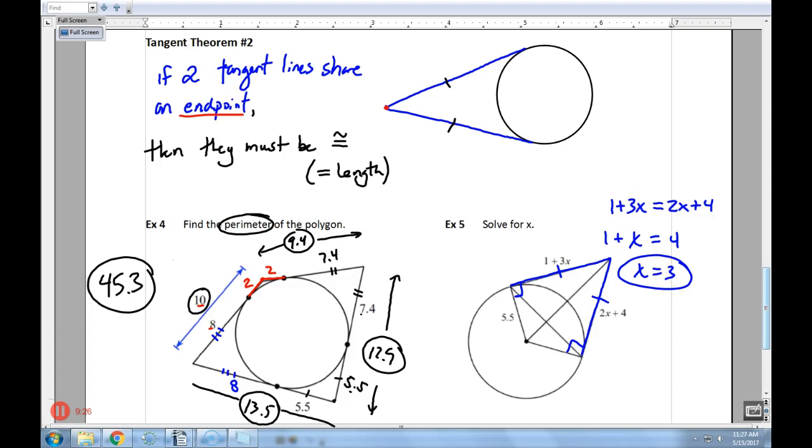So pretty quick notes today. Those are your two theorems. Hopefully that's enough to get you rolling on the practice.